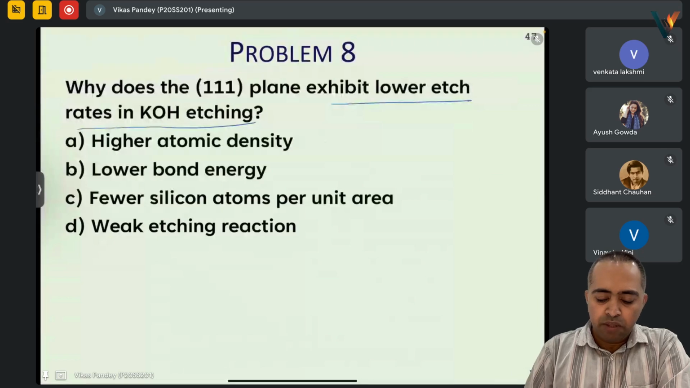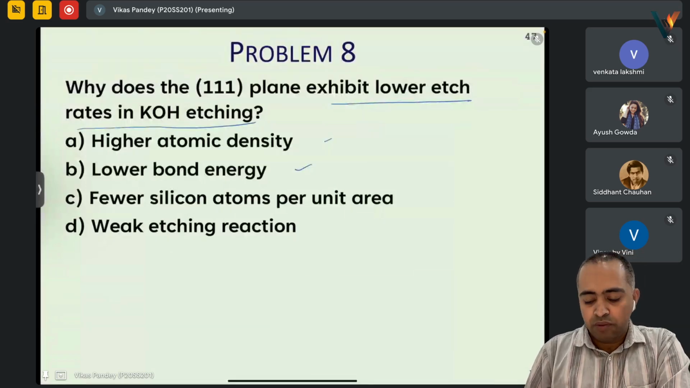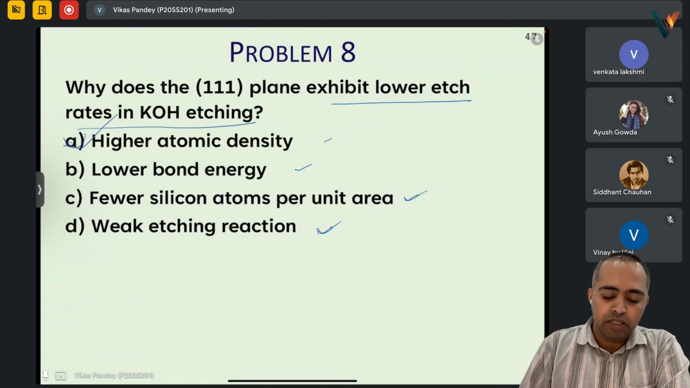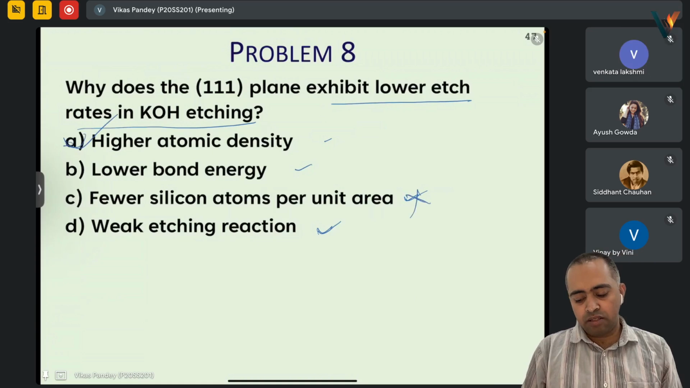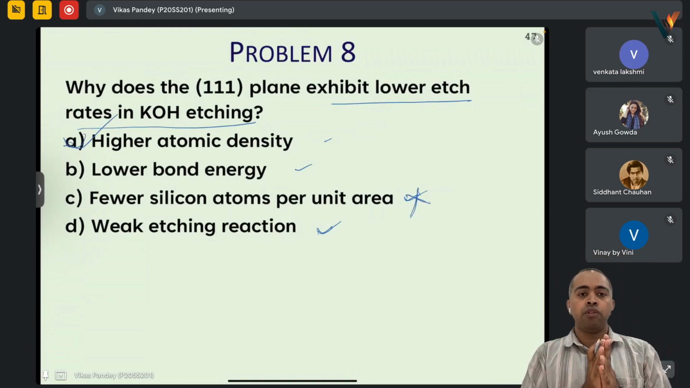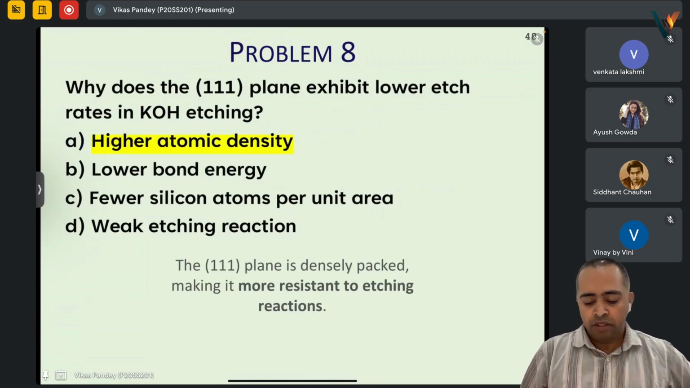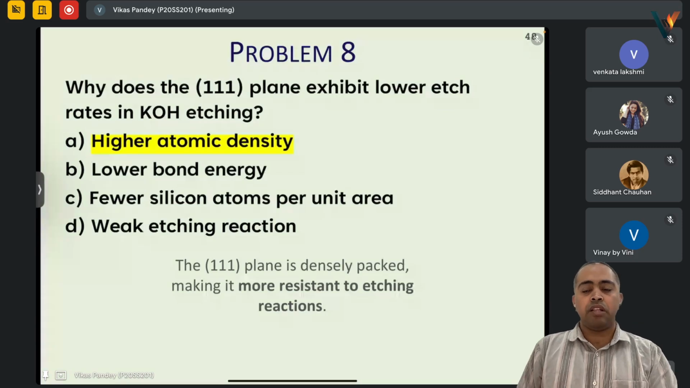Due to higher atomic density, lower bond energy, fewer silicon atoms per area, or weak etching reaction? Yes, anyone? Higher atomic density. And we have seen that the third is directly wrong, since in fact the 111 plane has the highest atomic density, not the fewer. So fewer silicon atoms per unit area is not a correct answer. Okay, so it is higher atomic density, giving more resistance to the etching reaction.